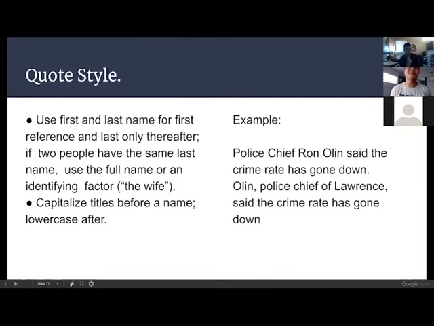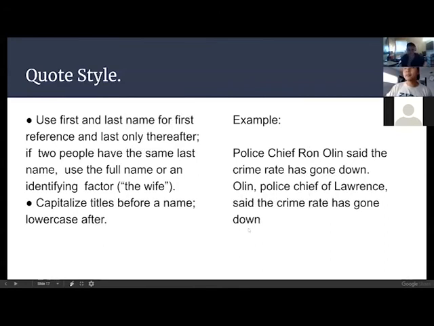Your job is just to report. So you refer to them, and the most respectful way is by their last name. If they have a title, like right here, Police Chief Ron Olin, we capitalize Police Chief if we're putting it in front of them. Principal will be capital Garibaldi.